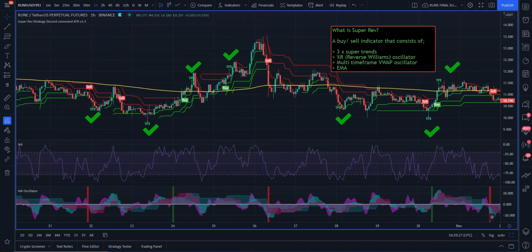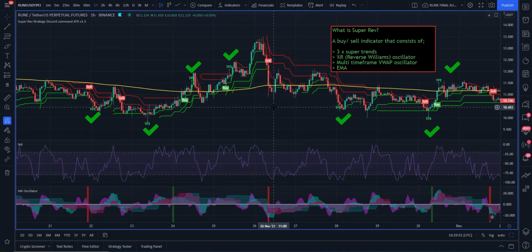Today's video is just going to be going over one of our indicators called Super Rev. So yeah, we'll dive straight in. So basically, what is Super Rev? It's a combination of several tools that we've pulled together and tweaked, and basically created the Super Rev indicator.